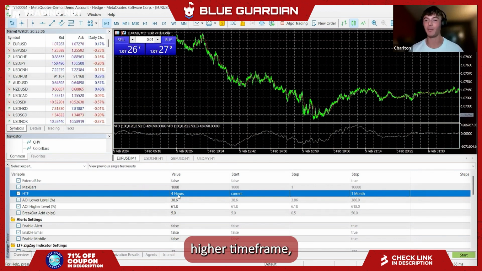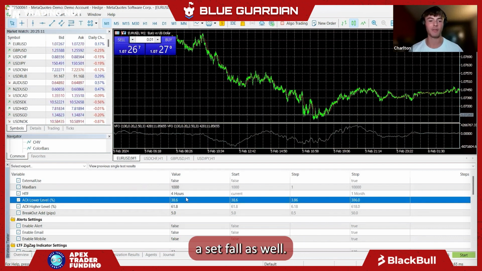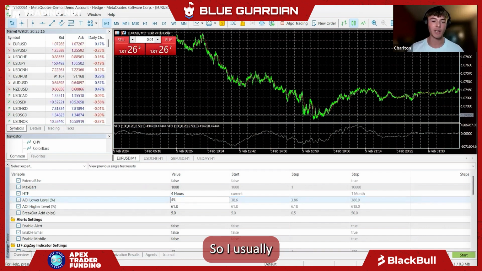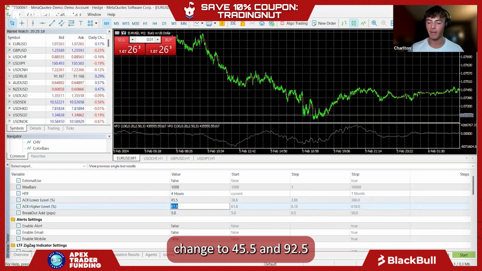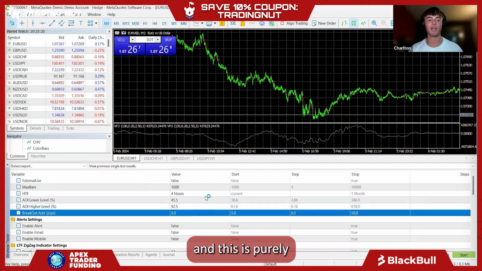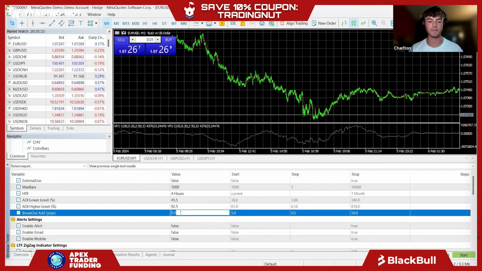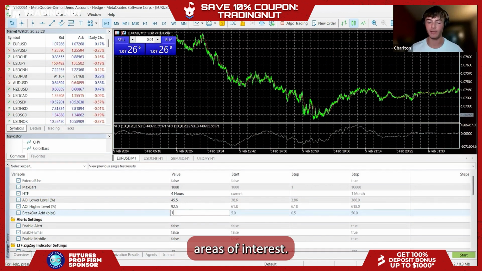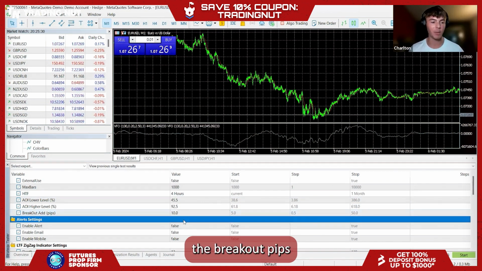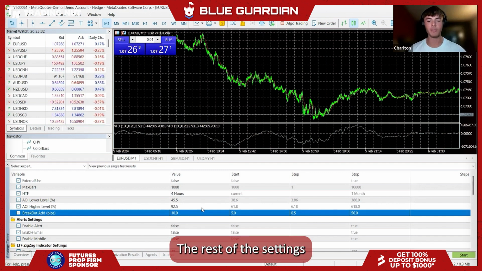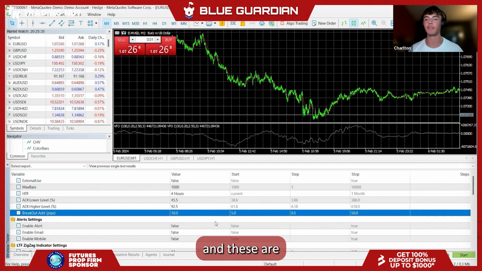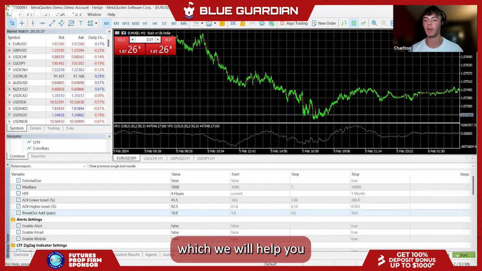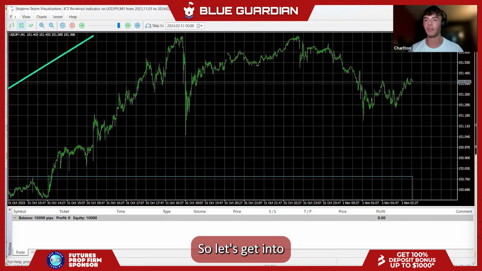So we've got the higher time frame, which I like setting to the 4-hourly. This is recommended, and we will provide a set file as well. Then we have an area of interest that we're looking out for. So I usually change to 45.5 and 92.5. And this is purely looking at Fibonacci retracements for higher time frame areas of interest. And here we have the breakout pips, which I usually set to 10. The rest of the settings you can leave on default, and these are alerts, etc., which we will help you configure. So let's get into the backtesting.